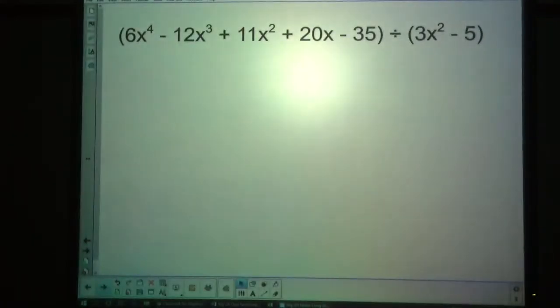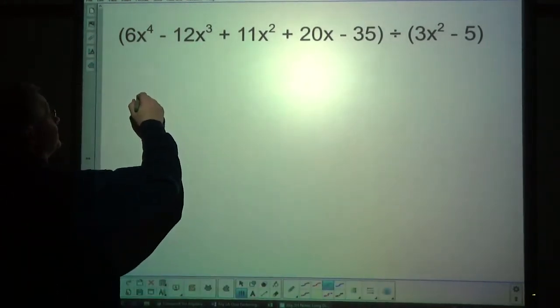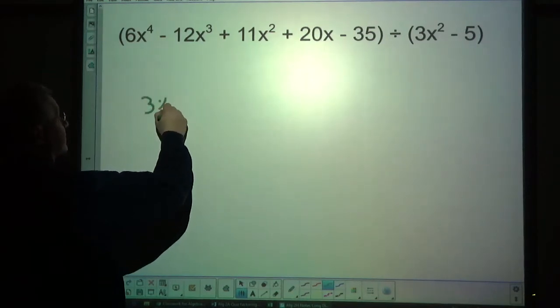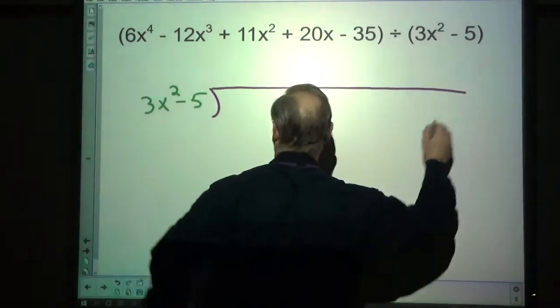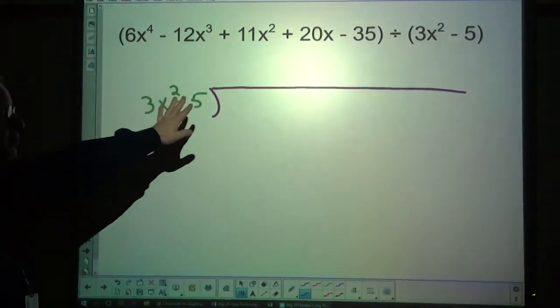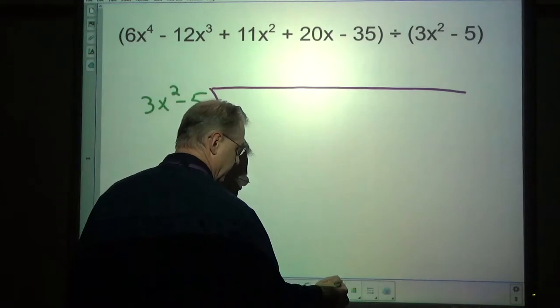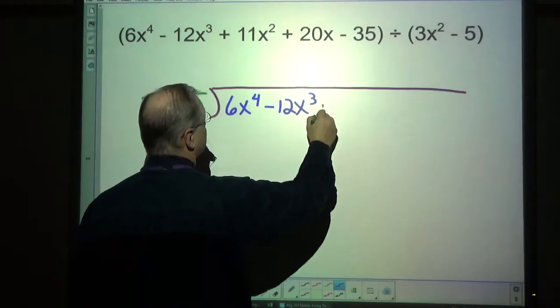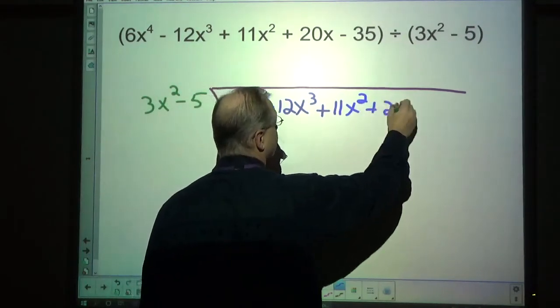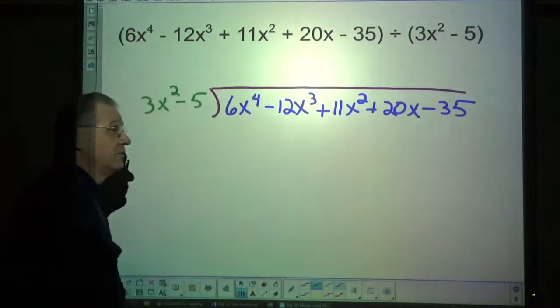Here we go. Now, in this example, it's a little bit interesting. I'm going to have a lot of room here. 3x squared minus 5. Now, I did not put a placeholder here, but when I do put them in here, you're going to have to put them under like terms. So let's see how that looks. 6x to the 4 minus 12x to the third plus 11x squared plus 20x minus 35. That's a lot. Let's see how it works.